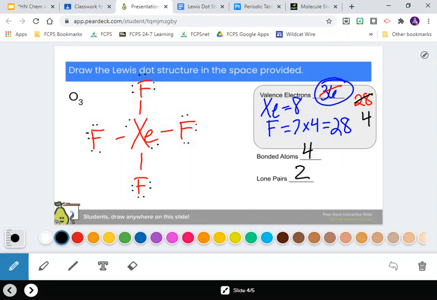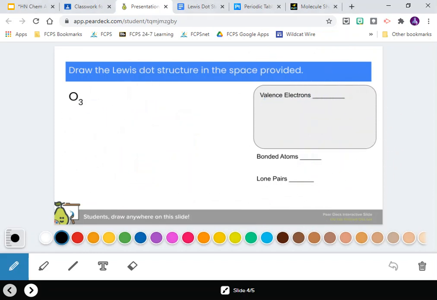Ozone is our next one. Does everybody know that O3 happens to be ozone? Anybody know what ozone is?